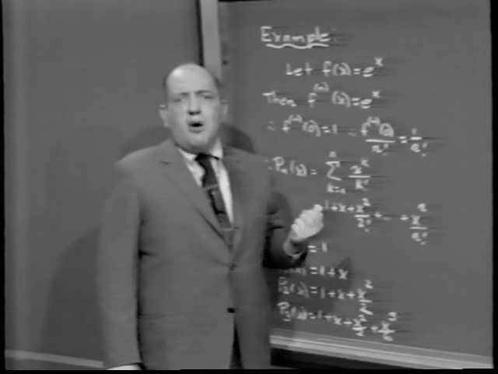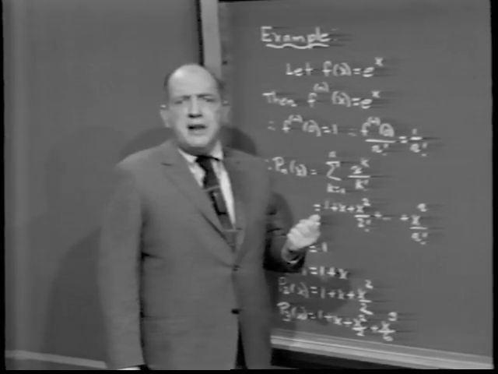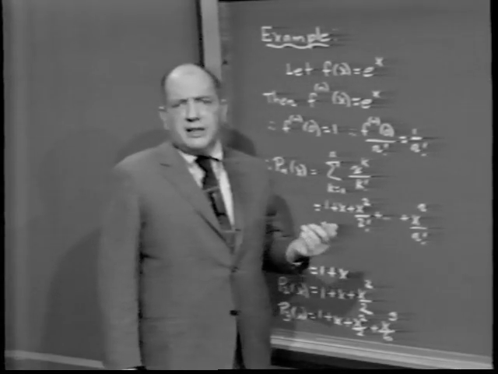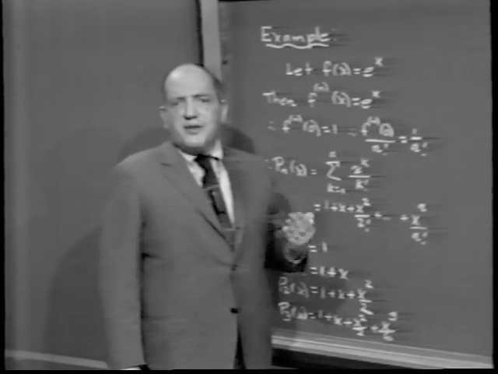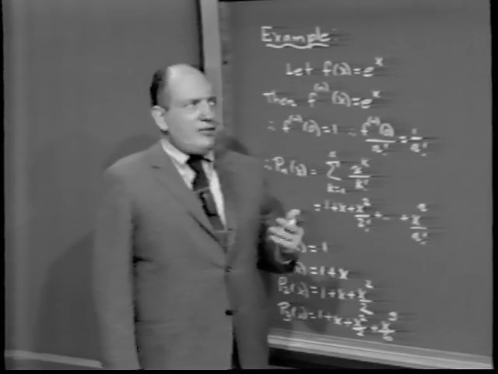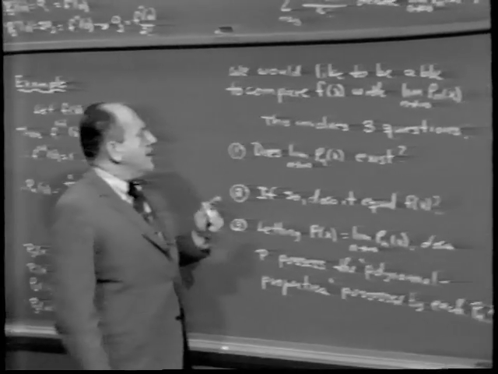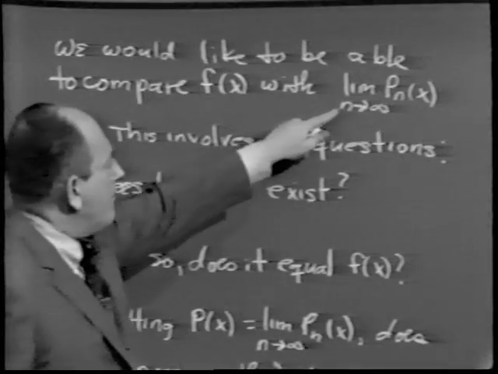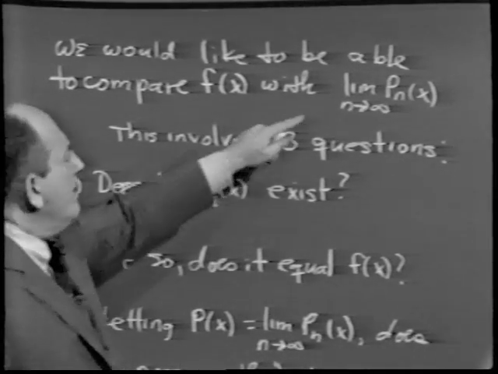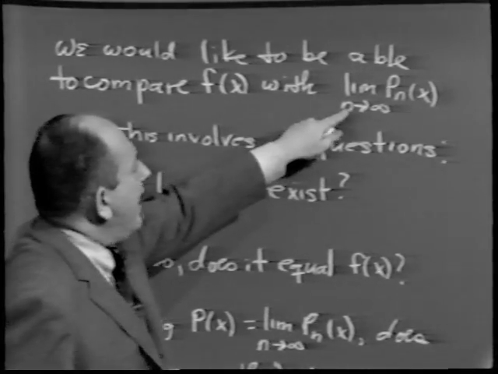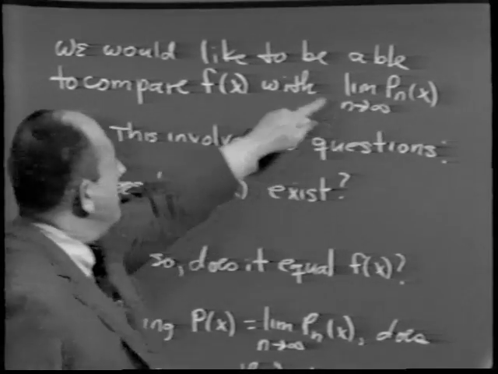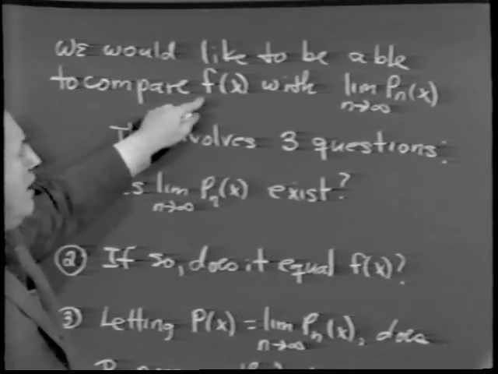And again, I've spoken quite rapidly, the reason being that this part is done superbly in the textbook, complete with graphs, tables, and what have you. Now here's the question. The question is, look, we can compute Pn of x for any given n. And we intuitively get the feeling that as n increases, Pn hopefully will look more like f of x.